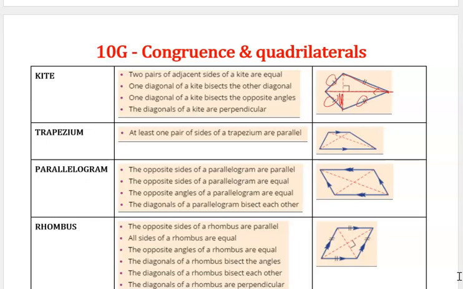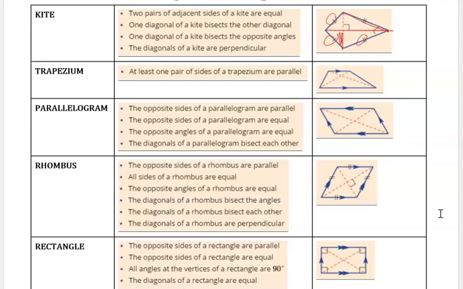So trapezium, there's not much we can lean on except that there are two sides that are parallel. At least one pair of sides of a trapezium is parallel to the other. A parallelogram has a pair of parallel sides, and another pair of parallel sides. The opposite sides are equal, so that one's equal to that one, and that one's equal to that one. And the opposite angles of a parallelogram are equal. So this angle will be equal to that angle, and this angle will be equal to that angle.